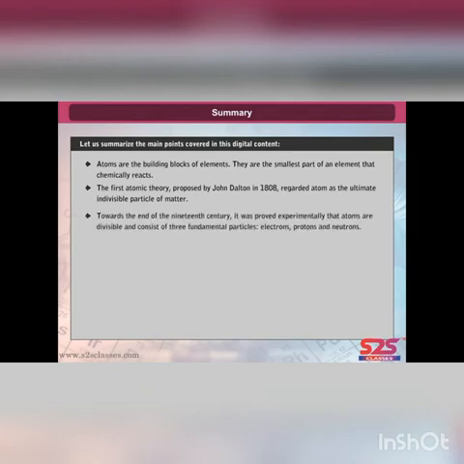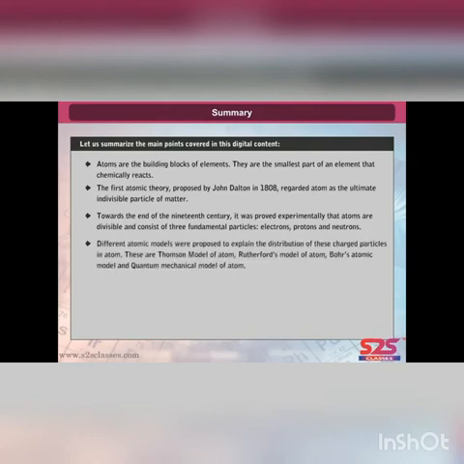Towards the end of the 19th century, it was proved experimentally that atoms are divisible and consist of 3 fundamental particles: electrons, protons, and neutrons. Different atomic models were proposed to explain the distribution of these charged particles in the atom. These are Thomson model of atom, Rutherford's model of atom, Bohr's atomic model, and quantum mechanical model of atom.